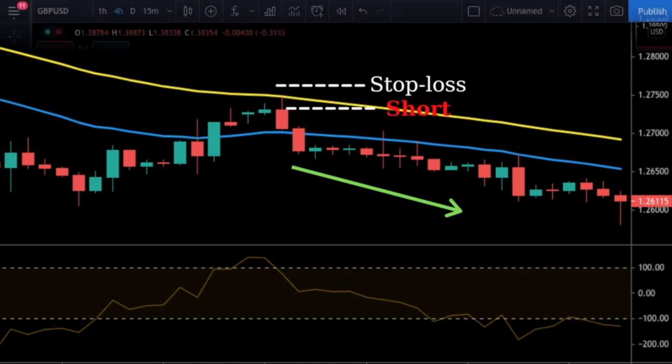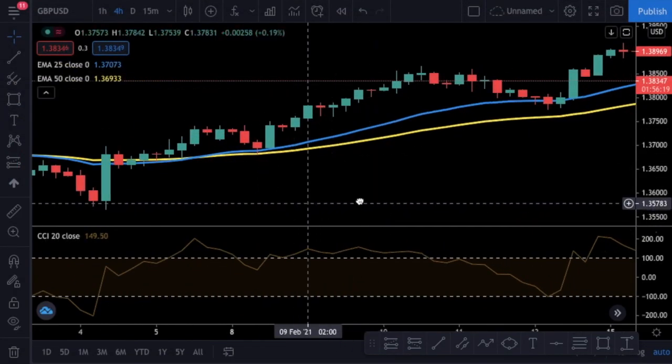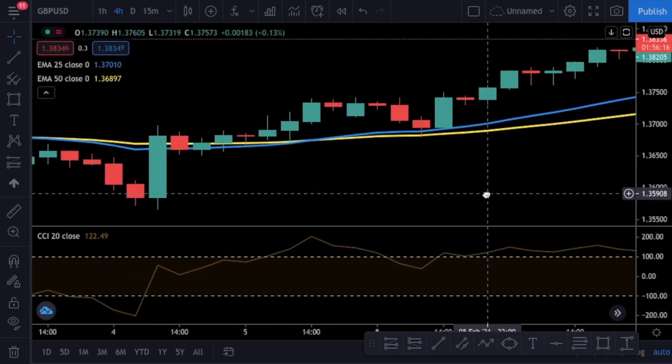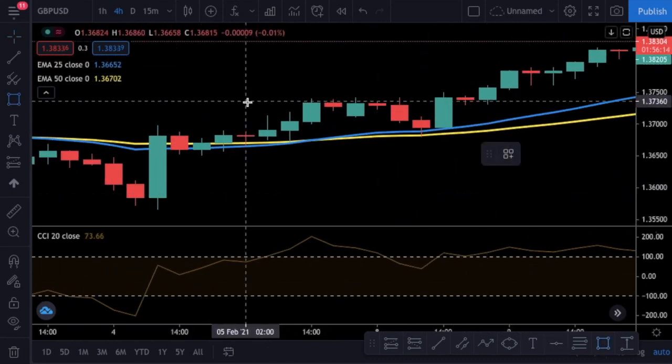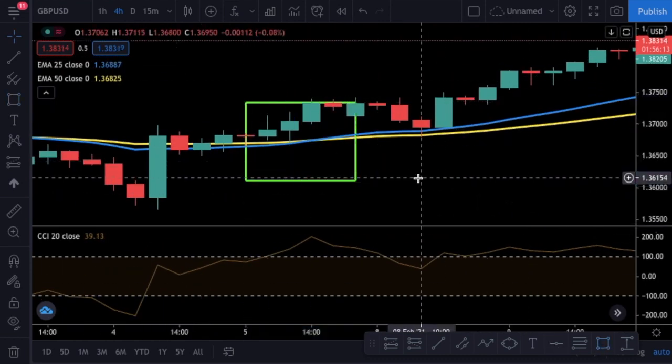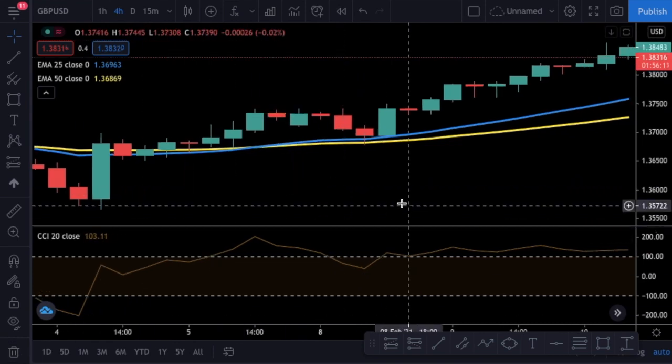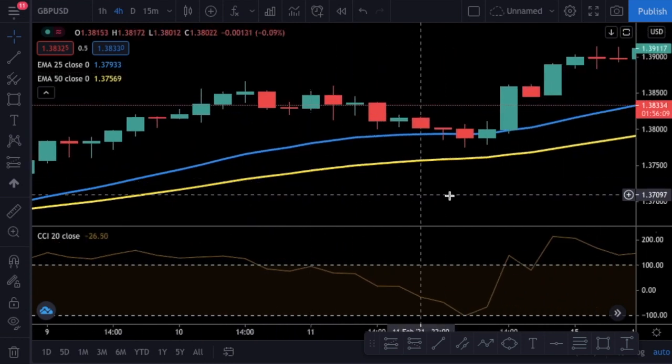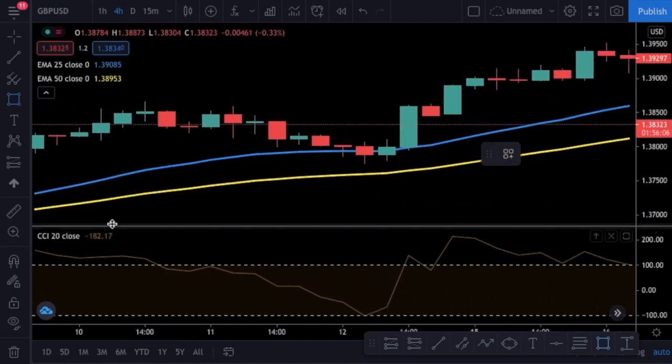Before ending the video, I want to be sure that you understand everything. So, let's move to another example. I hope that now you are able to tell if it is a long setup, or a short one, by checking the crossover. This one is a long setup, because the faster EMA has crossed above the slower one. And we are looking for a signal.